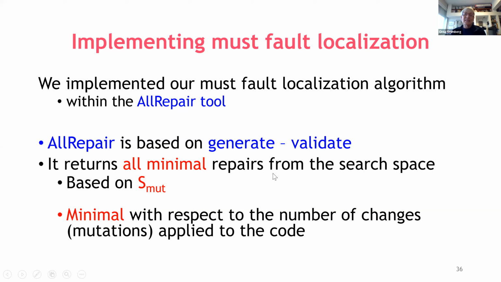So we implemented this Must fault localization within a repair tool called AllRepair, which works in a generate-and-validate form and produces all minimal repairs. Minimality means that a minimal number of changes is applied. The idea is that if we can repair a program by changing, let's say, 2 places, then we don't want a repair that changes these 2 places and more. So we focus on minimal.